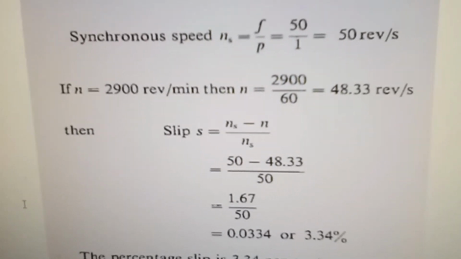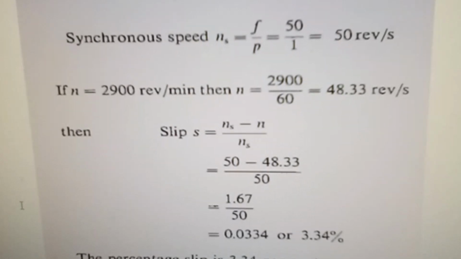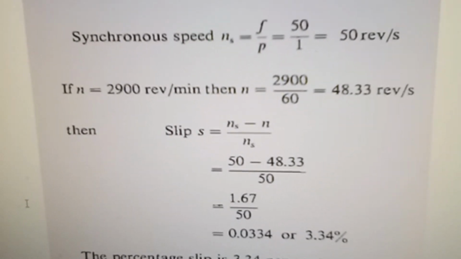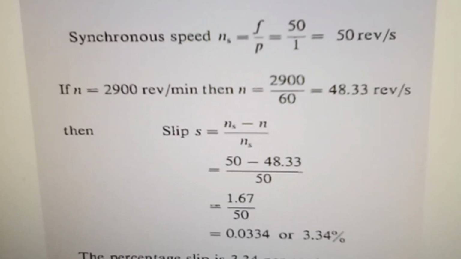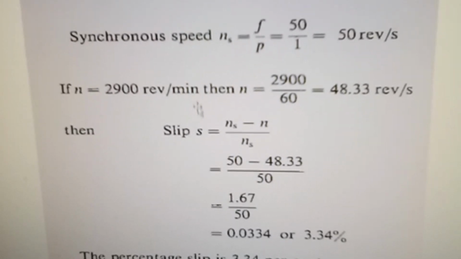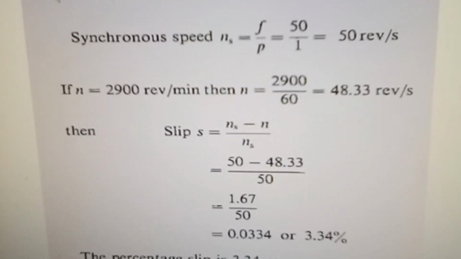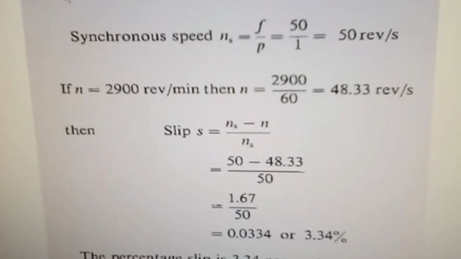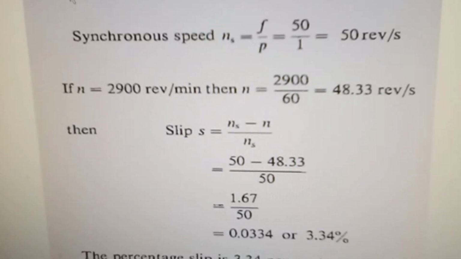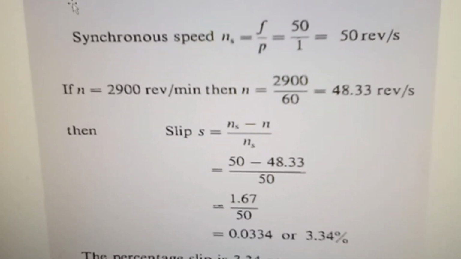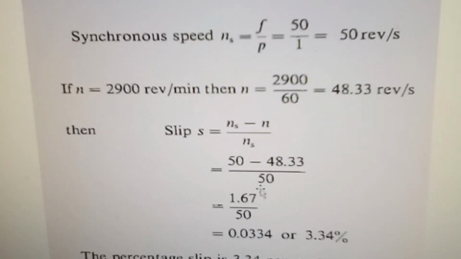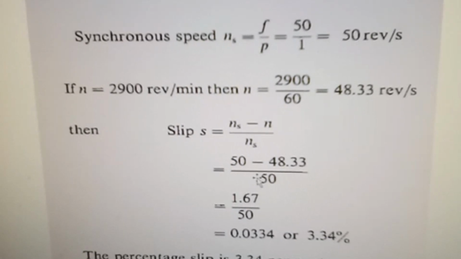Now do these questions for yourselves, and when you've done them, I would like to see what you've done as well, because I can change these values here, which will give you a new question. So I could imagine if this was running at 4,000 revolutions per minute, what would then be the slip in regards to the motor? Show me.